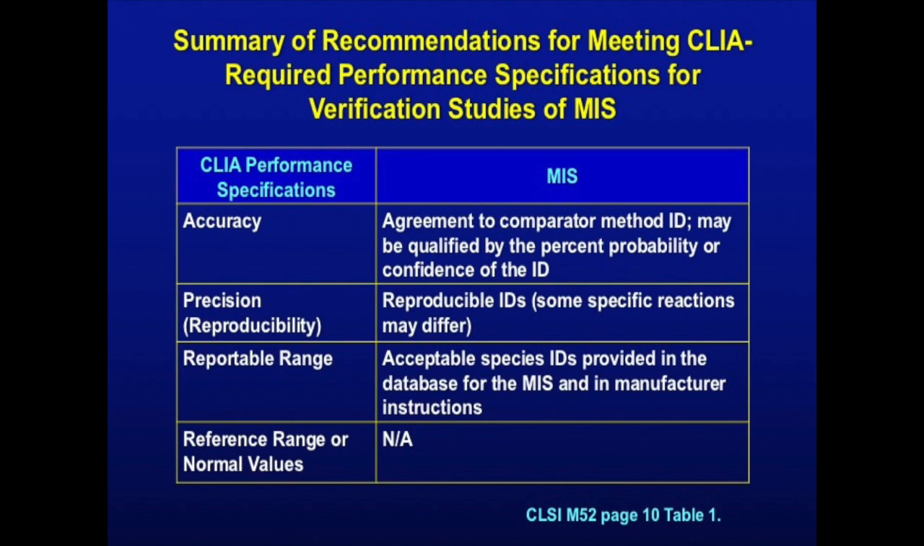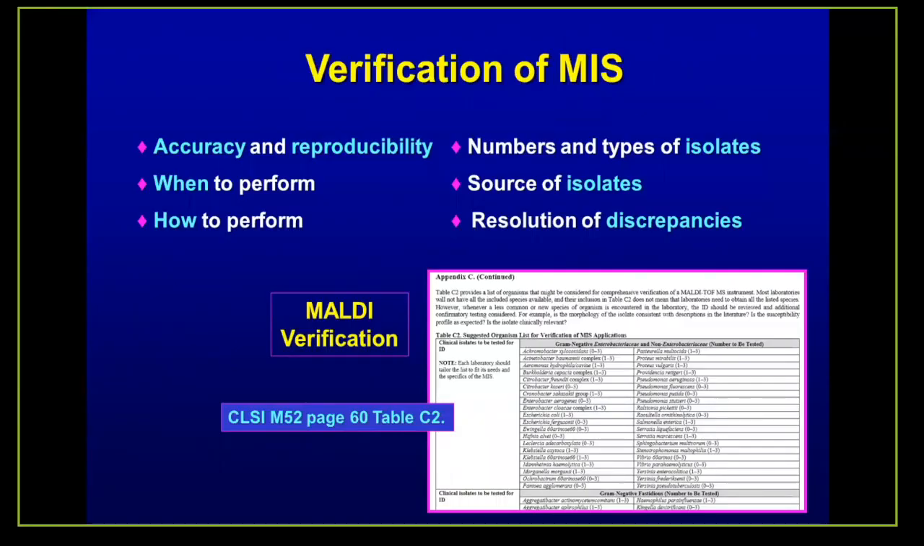You can find this chart in CLSI M52 on page 10. In M52, we go through the recommendations for accuracy and reproducibility, when and how to perform this testing, the numbers and types of isolates that you should be doing, and the source of these isolates. We want to do patient isolates as well as some stock isolates. And how do you go about resolving discrepancies when you get two different identifications when you do this type of comparison? We also go through multi-verification, and how you approach that.